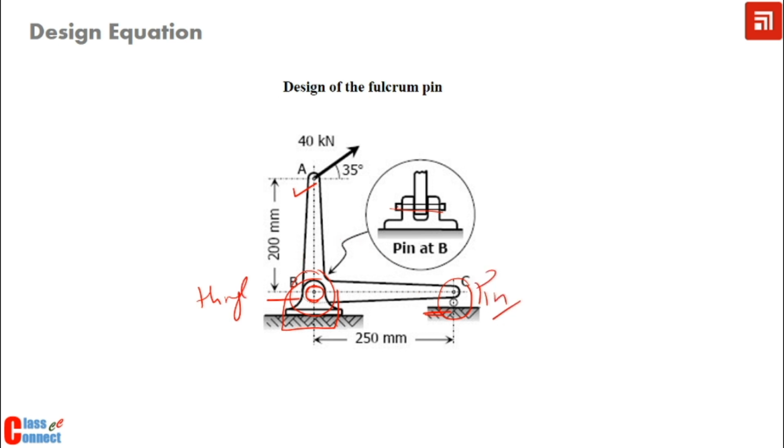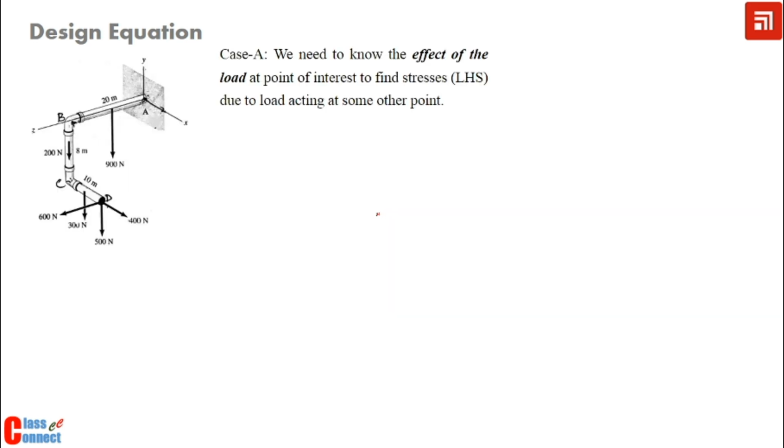So to design, or to write down the left hand side of the design equation, we have to find where maximum stress is acting on the pin. So it means first of all we have to find out what should be the load on the pin. Unless we find out the load, it is not possible to find out the stress. So for this particular case we have to find out the reactions at this support, and whatever reactions we get, the resultant of reactions will be the load on this pin. So it means now we have three different cases.